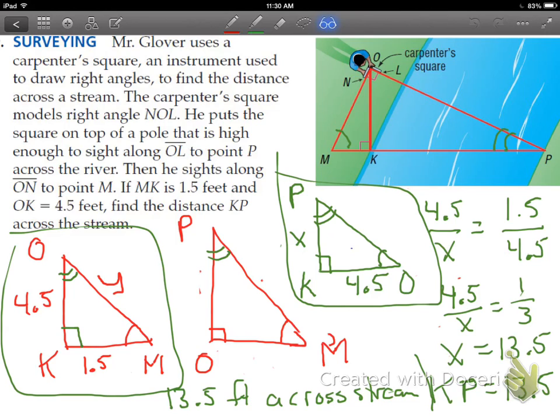We're going to use the 2 on the outsides of the picture here, the 2 I boxed in green, and form ratios of corresponding parts. Letting x be the length of PK, we get 4.5 over x equals 1.5 over 4.5. Cross multiply and solve, and that gives us the length of KP, which is the distance along the stream from point K to point P, to be 13.5 feet.